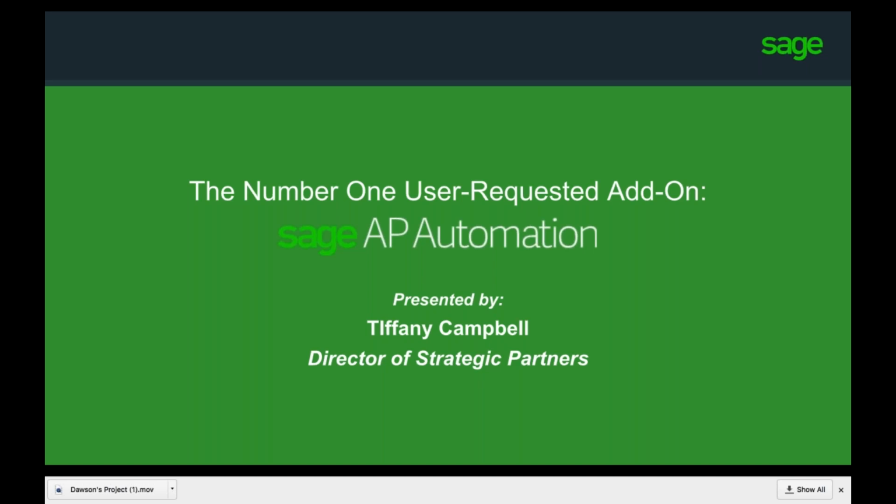So basically what Sage did was decide that they wanted to go out, do some research amongst their install base and figure out what is a solution that their customers could benefit from. Based off of that research, they figured out that the number one user requested add-on was AP automation.